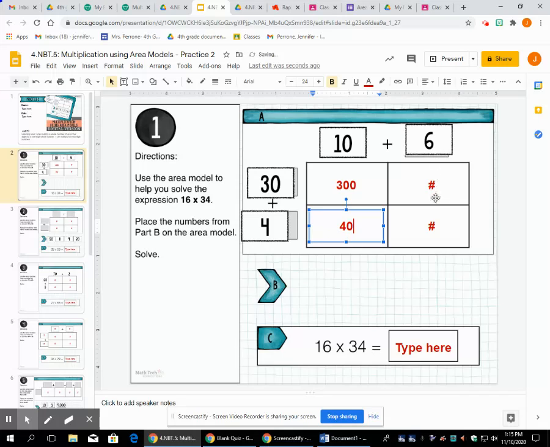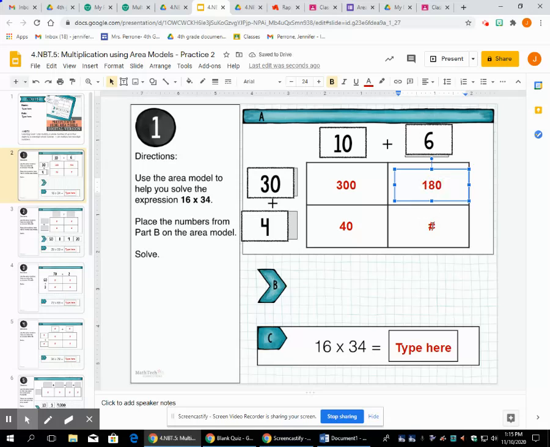Now I'm going to come over here. I need to do the same thing with my ones, my 6. I need to multiply it by the 2 numbers on the side. Where they meet is where I would put the number. So if I bring my 6 down and the 30 over, they meet in this box. 30 times 6 equals 180.